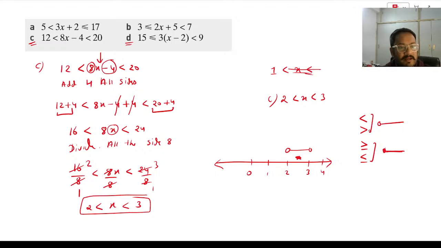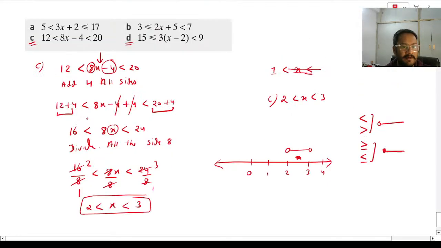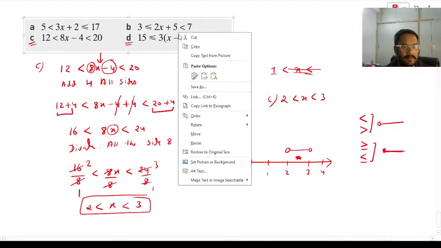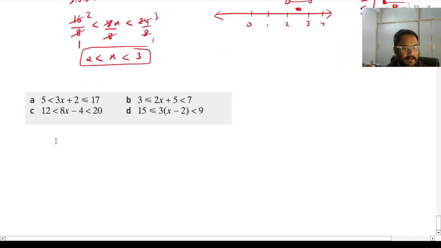Now the last and final part, that is the D part, we will solve, and then we'll end the class today. So I'm writing the D part. I'm just copying this D part, and I can paste it here. Okay, so let's solve the D part here.